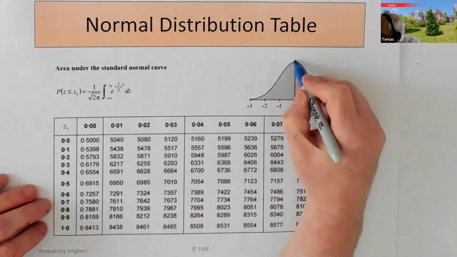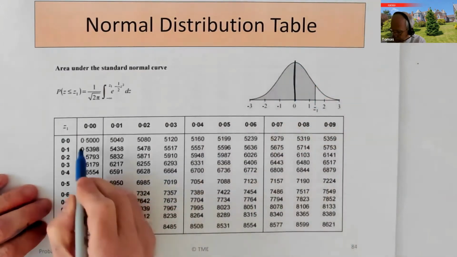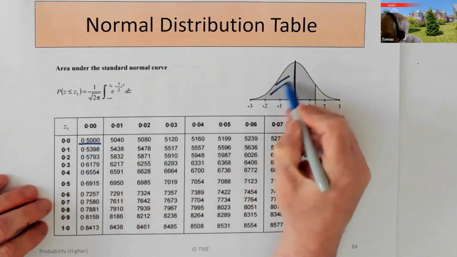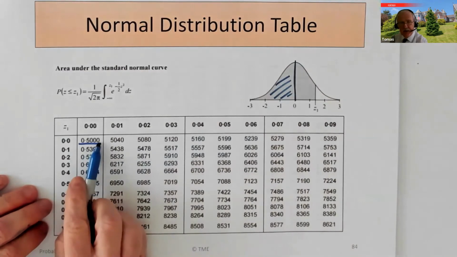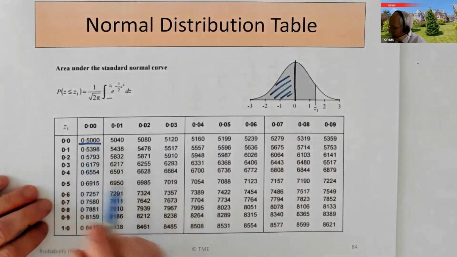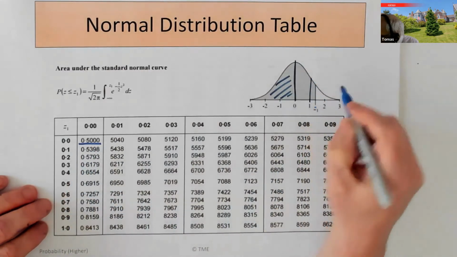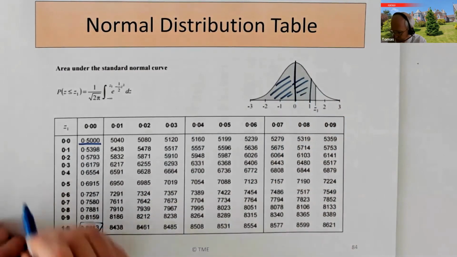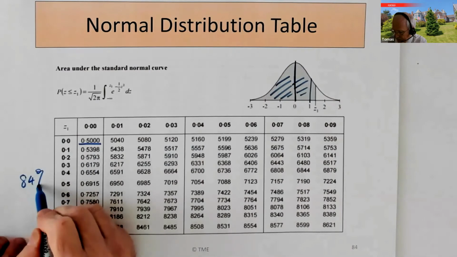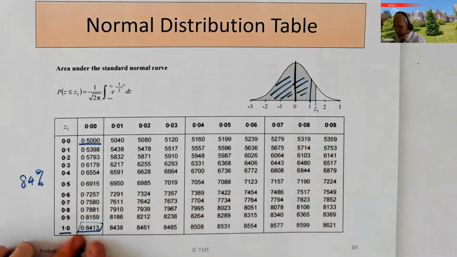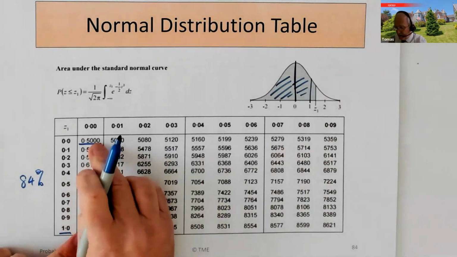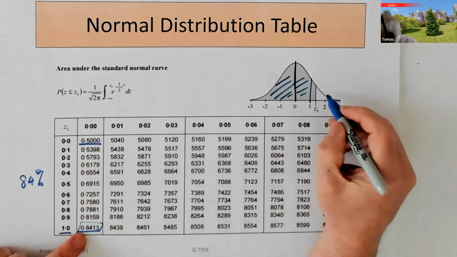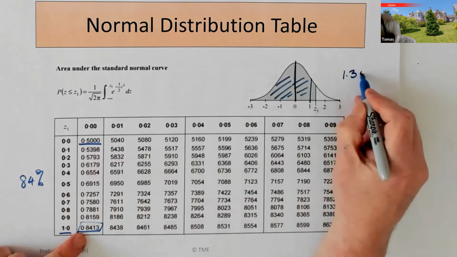So at 0, it's telling me that 50% of the people are up to that point 0. Whereas if I go to 1, down here, I get 84%. Now that should be reassuring. That's my 34% and my 50%. But I'm interested in 1.35.